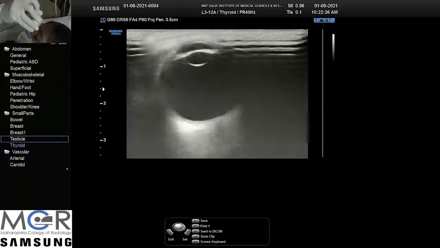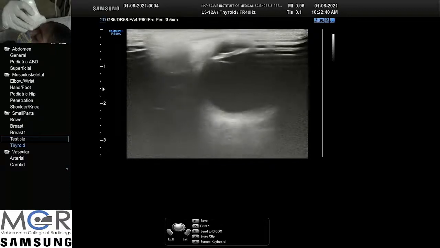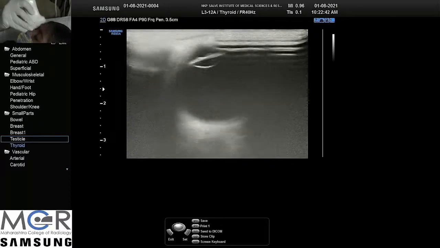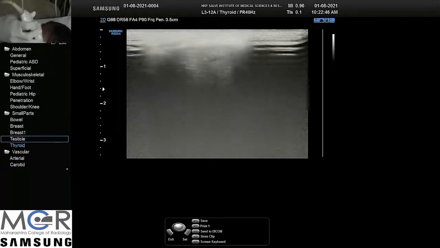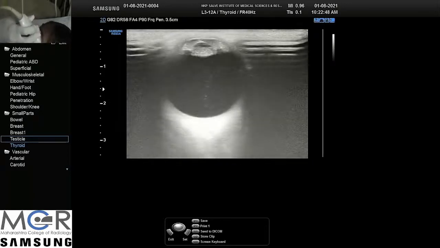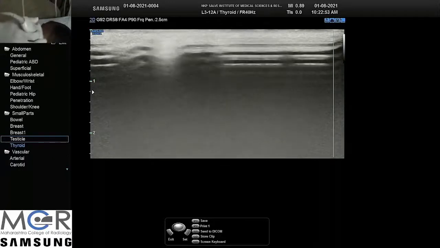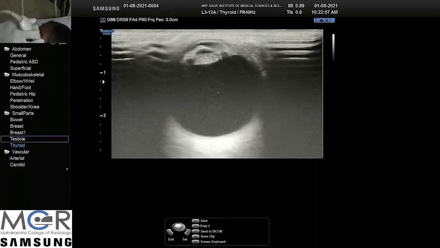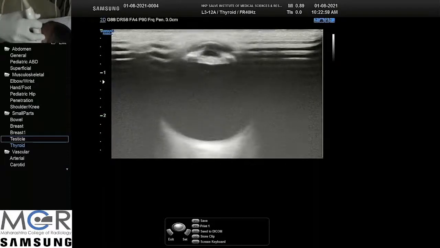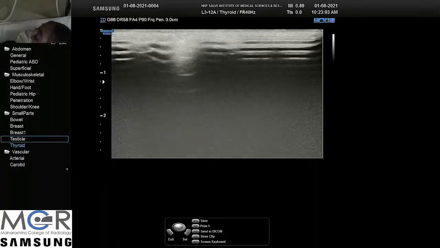So the right eye is apparently normal in the transverse and in the longitudinal. Keep your eye closed. This is the left side I am seeing. Try to see what is there in the anterior chamber. And apply a little bit more jelly.